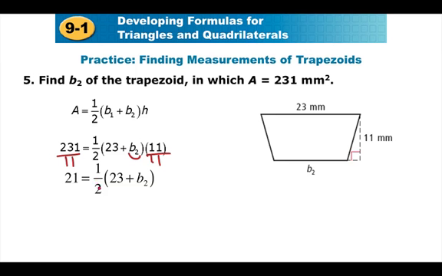Now, I don't want this 1/2 here, so what I'm going to do is multiply both sides by 2/1. Once I do that, I just have 23 plus B sub 2. This becomes 42, solve for B sub 2, and this is what I have. 19 millimeters. Next slide.